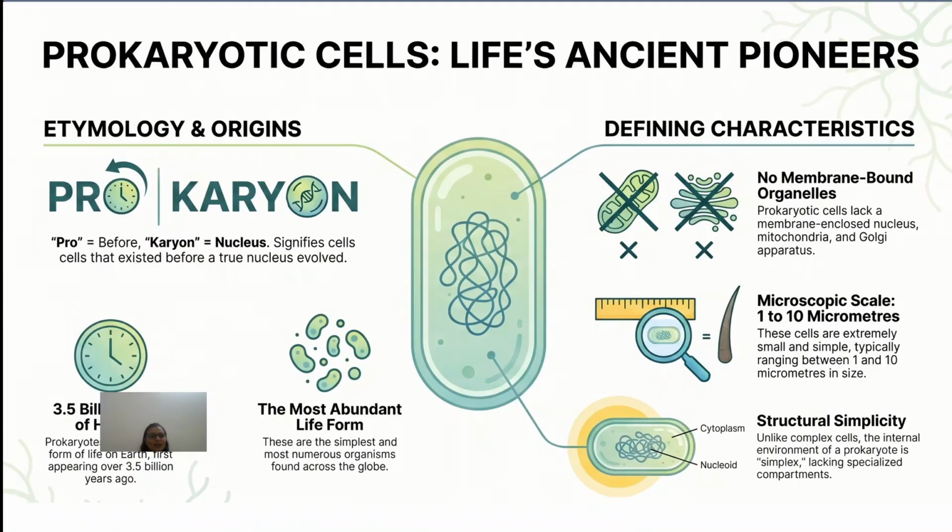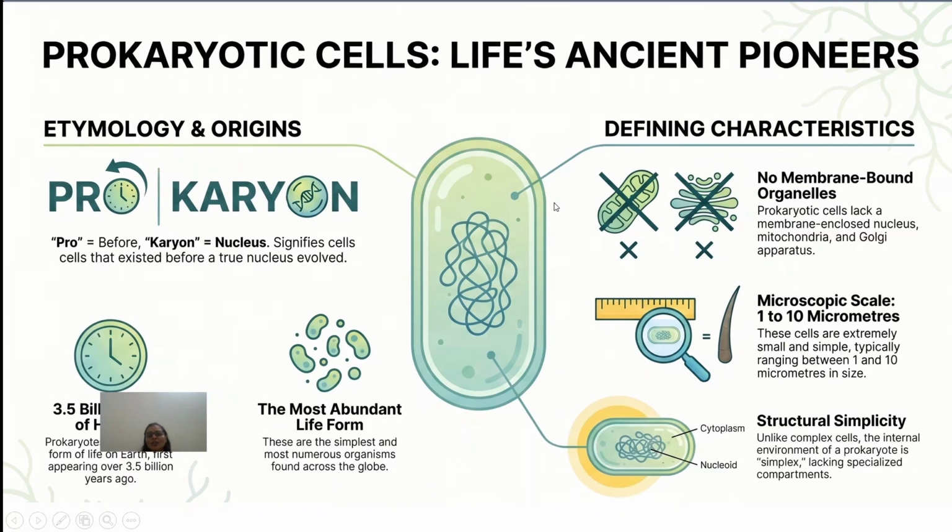What does prokaryotic cell mean? Pro means before, and karyon means nucleus. It means these cells existed before the true nucleus evolved. Another meaning is that pro means primitive nucleus. These organisms have 3.5 billion years of history. Prokaryotes are the oldest form of life on the earth, first appearing over 3.5 billion years ago. These organisms are the most abundant life form, the simplest and most numerous organisms found across the globe.